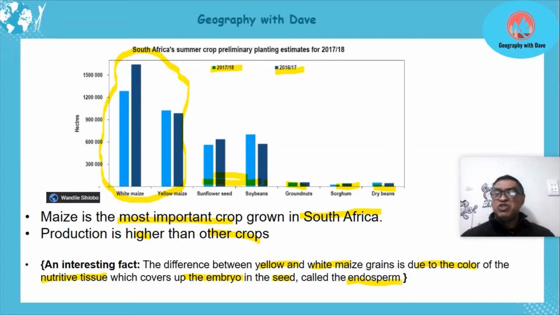So if anybody asks you, geographer, tell me the difference between yellow and white maize, just tell them about the embryo and the endosperm and whatever. It's quite interesting. All right.